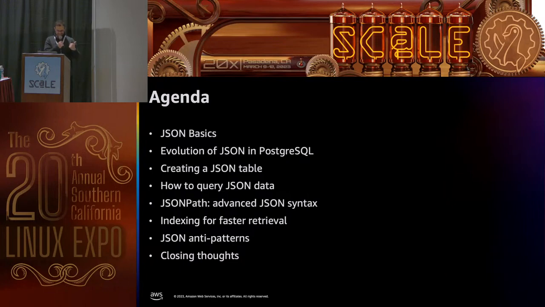So I encourage all the backbenchers to please come forward if you really want to see those examples. Then we'll see JSON path, which is sort of an advanced JSON syntax to query a lot of your JSON or JSONB data types within Postgres. We'll look at indexing, which is actually one of the really cool features to help with performance, especially on JSONB. We'll look at GIN, we'll look at B-tree, etc. And then some anti-patterns and wrap it up with some closing thoughts.